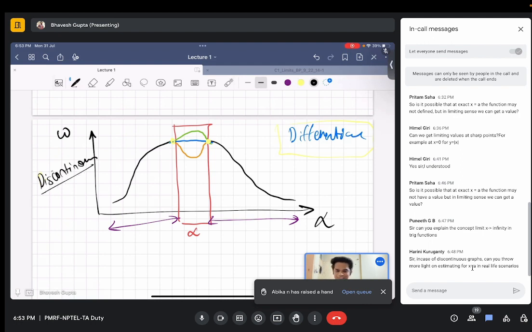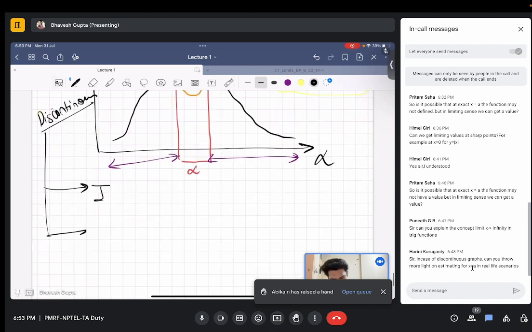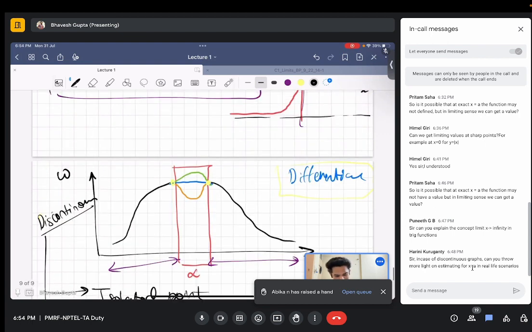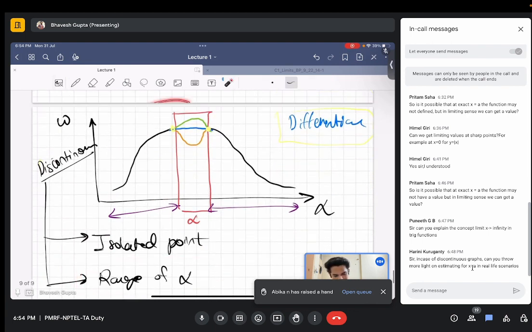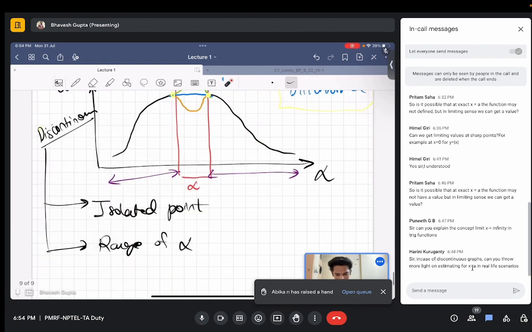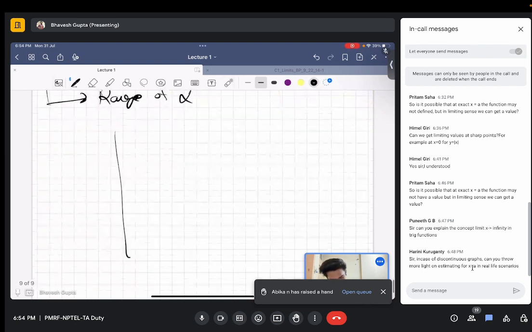We need to understand there are various types of discontinuity. You might have isolated points, or you might have a range of x missing. For example, here a range of alpha is missing. The case I am discussing now is one in which you don't have a range of alpha in between. There is another case where you have very isolated points like this.